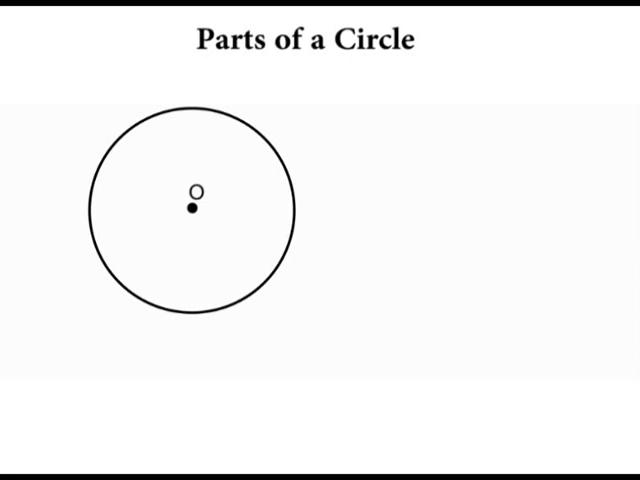The length of the curvature is called the circumference of the circle. A line drawn from the center to any point on the circumference is the radius of the circle. If a line joins 2 points on the circumference and passes through the center, it is called the diameter. And so the diameter is twice the radius of a circle.